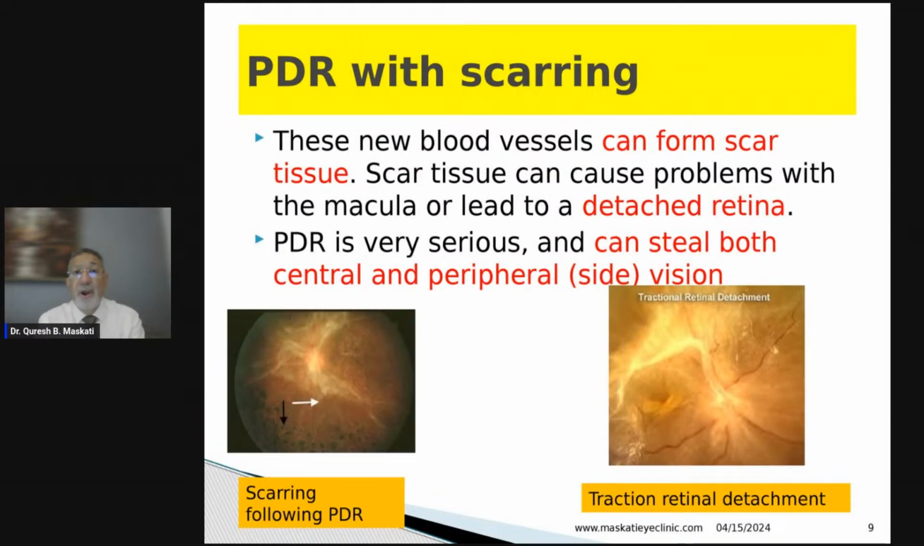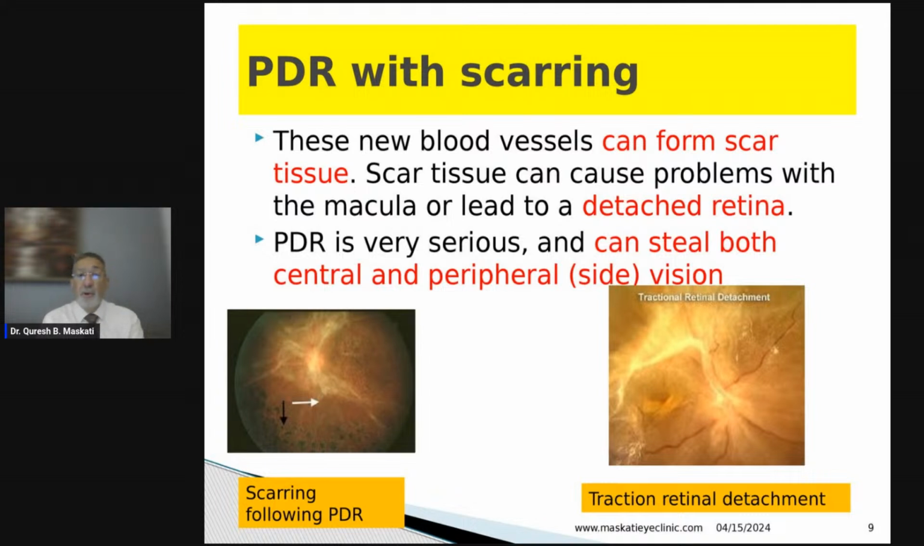If this is still not tackled, then those blood vessels from which leakages occurred now become scars. And these new blood vessels can form scar tissue. As you can see, with all this scarring, the disc also is becoming pale. And this is like ropes. And because they are like ropes, they pull on the retina. You can see this called traction retinal detachment. So the retina is being pulled, and the retina can get detached from the choroid or the structure behind. And this can steal both central vision and peripheral or side vision.